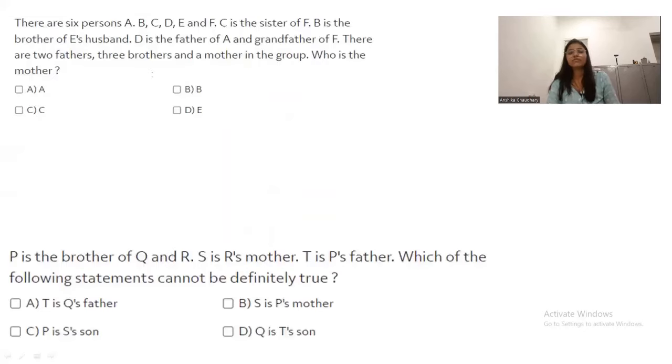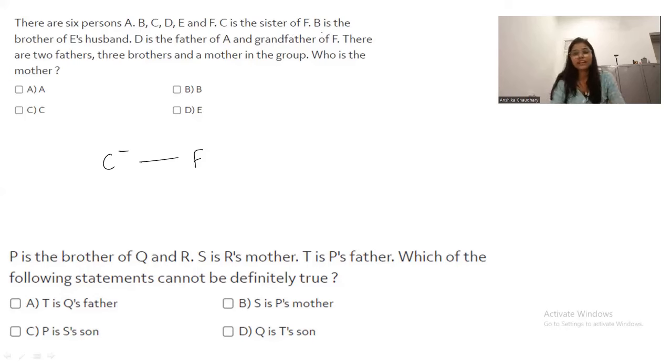The next question is from blood relationship. There are six persons A, B, C, D, E and F. C is the sister of F. So let's make the diagram here. Minus sign is for representing the female character and plus sign I will be using for male character. So C is the sister of F. If she is sister, they must be in the same generation. Here F's gender is not defined yet, so we will not mark either female or male.